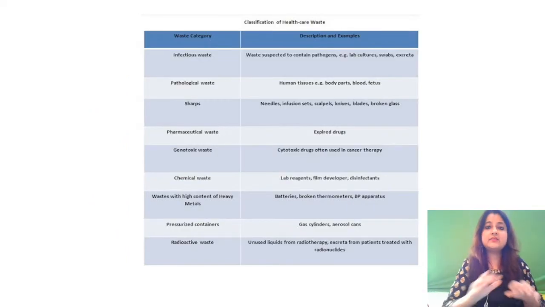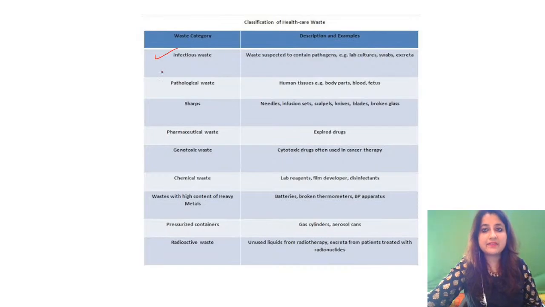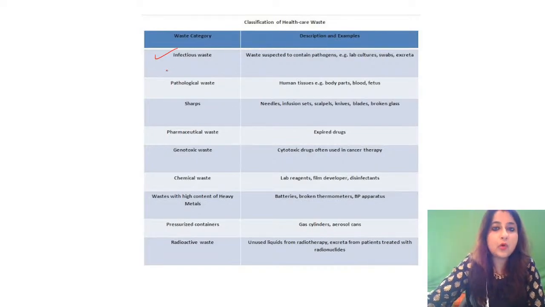Now, this is just a classification of the healthcare waste for all of you. We will be seeing the disposal of all these wastes in a while. Here you can have infectious waste, like waste suspected to contain pathogens, lab cultures, swabs, pathological waste, human tissues. In sharps, you have needles, infusion sets, scalpels. Pharmaceutical waste: expired drugs. Genotoxic waste: cytotoxic drugs. Chemical waste: lab reagents, film developer, disinfectants. We'll be seeing all of this in a while, where we are going to dispose it.